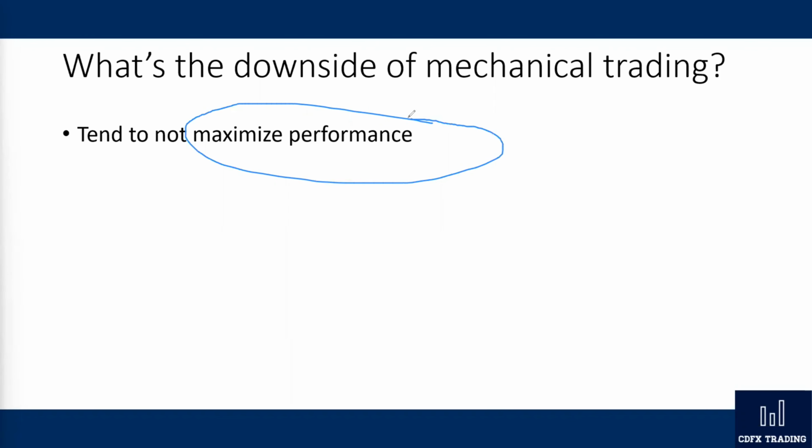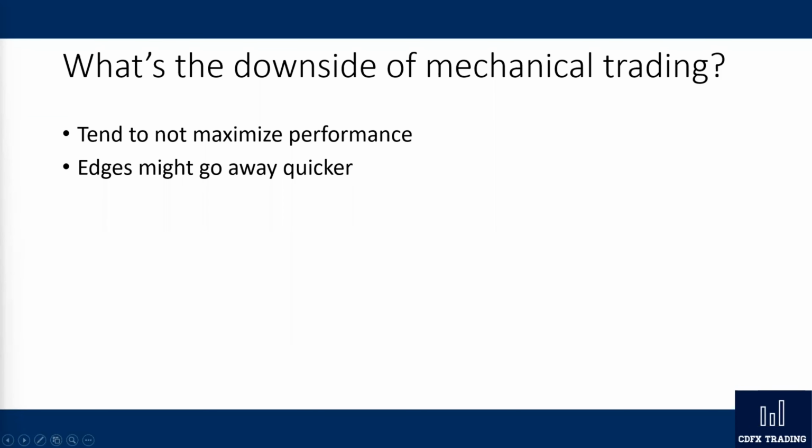But I can only do this because I have a lot of experience with my particular mechanical strategy. I know when it tends to work. I know when it doesn't tend to work well. And because I've been trading for so long and seeing setup after setup after setup, I know when certain things align, the odds of winning increase. That's where I add a bit of discretion, and that's where I maximize my performance. So if you trade fully mechanical, it tends to not maximize performance, but it is profitable.